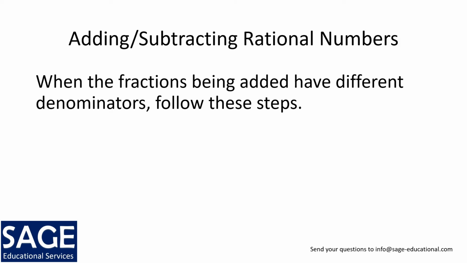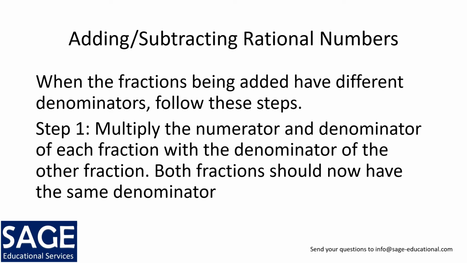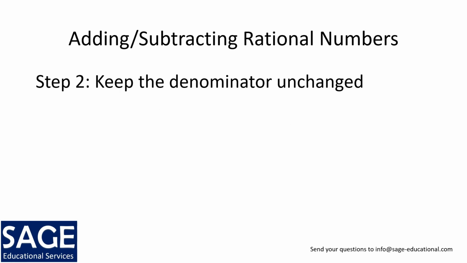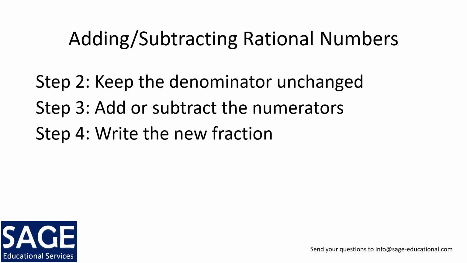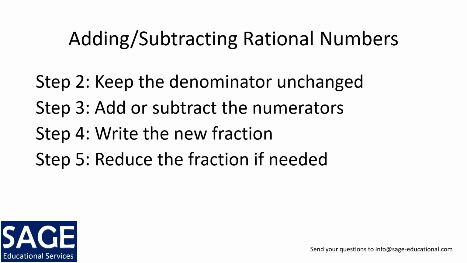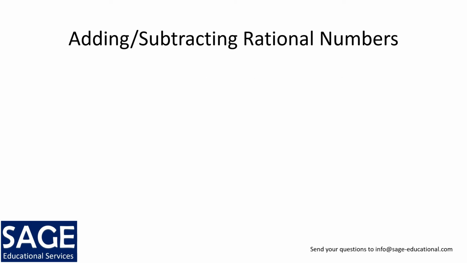Now, if the fractions have different denominators, then you follow these steps. First, multiply the numerator and denominator of each fraction by the denominator of the other fraction. I'll show that in a minute. Then both fractions should now have the same denominator. Then you keep the denominator unchanged because both fractions have the same denominator, and you add or subtract the numerators and then write the new fraction and reduce if needed. So let's take an example.